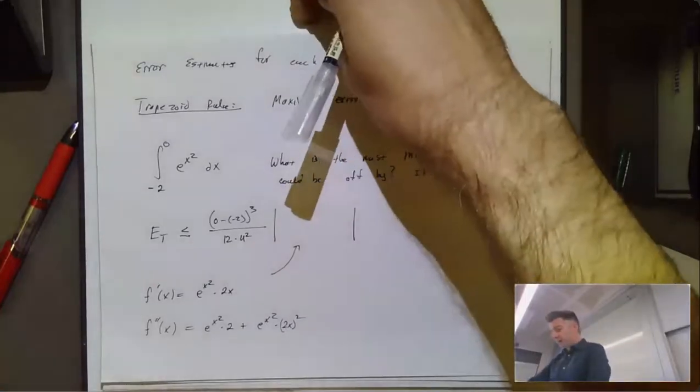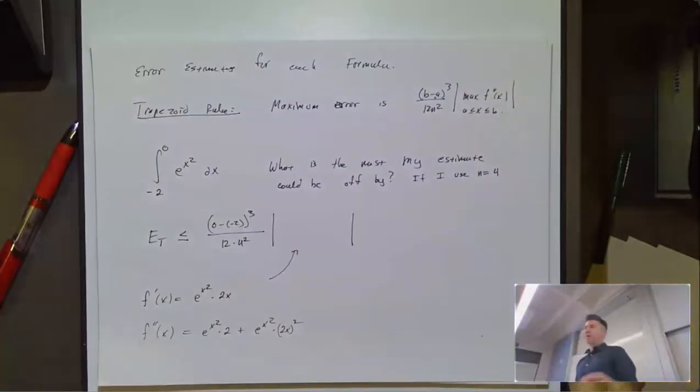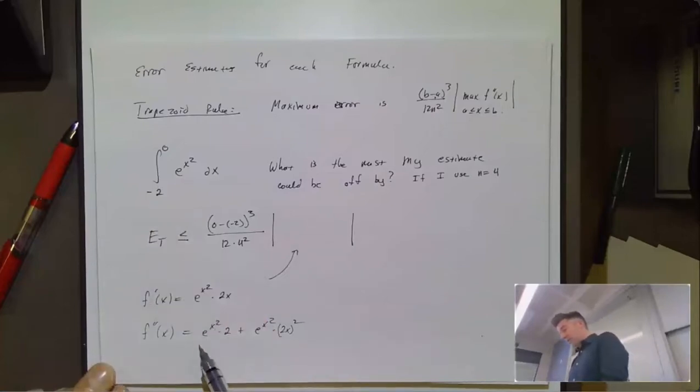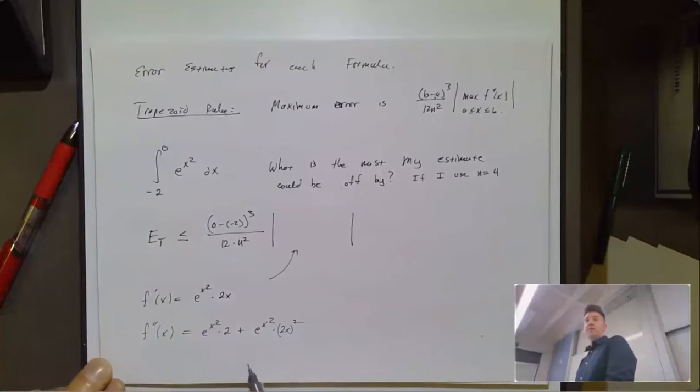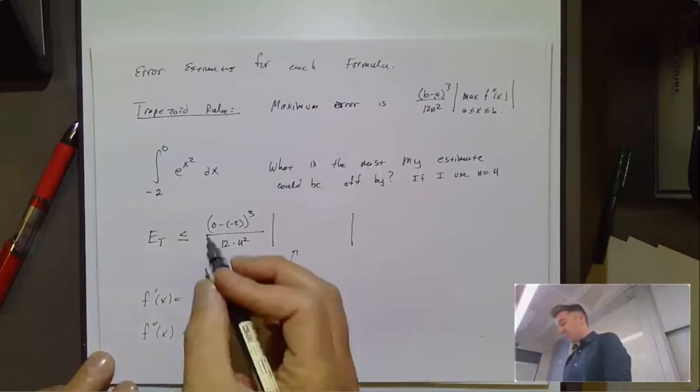Now, here's what usually happens. People don't actually find where this is exactly maximized. They say, I can make some estimates. Between -2 and 0, e to the x squared is going to be biggest. Sorry, I meant for this to be e to the -x squared. Let's fix that.